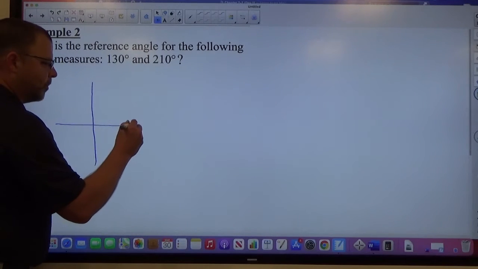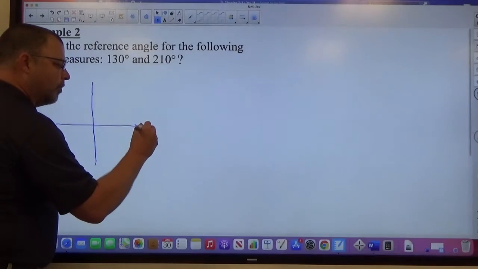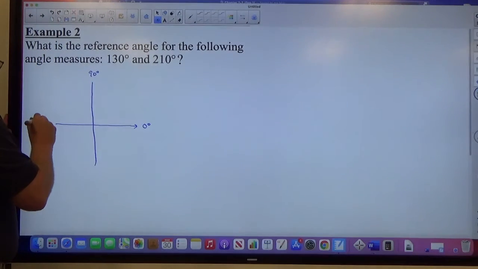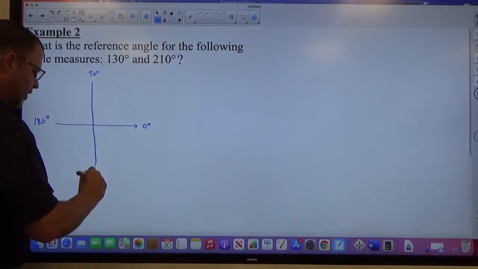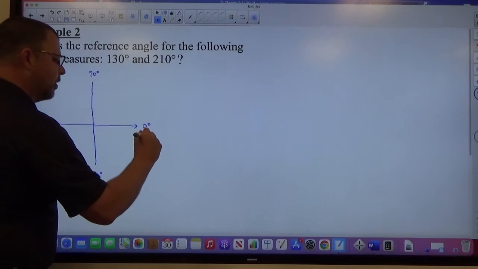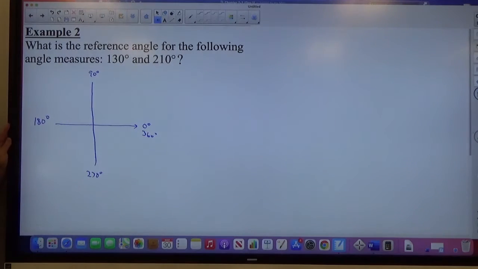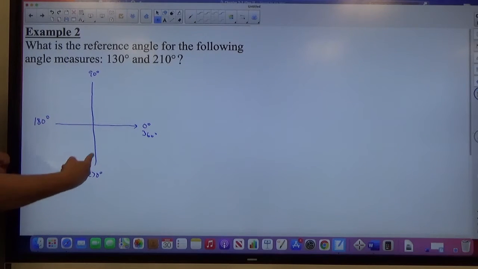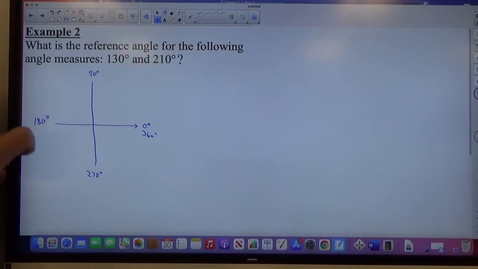All right? So I'm going to put 0 degrees, 90 degrees, 180 degrees, 270 degrees, 360 degrees. You do not have to memorize these numbers, you simply have to be able to add 90. Start at 0, add 90, 90 plus 90 is 180, 180 plus 90 is 270, 270 plus 90 is 360. Go counterclockwise though, that's the positive direction.